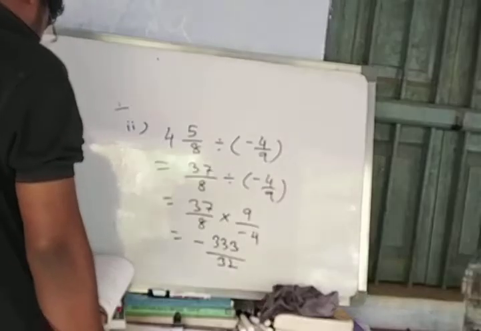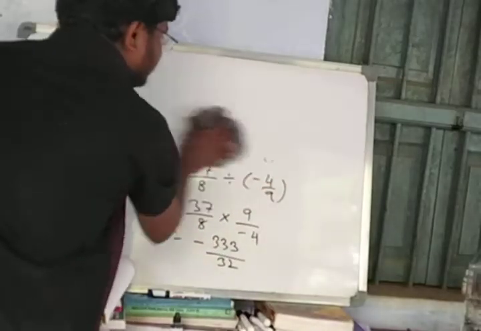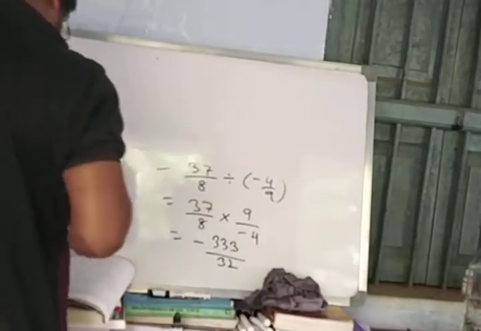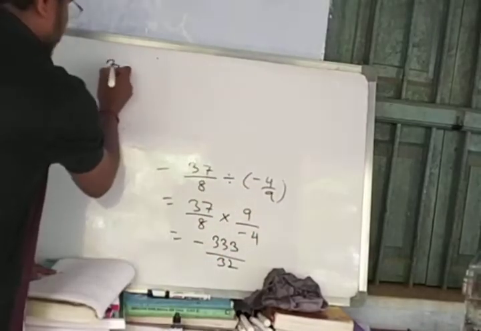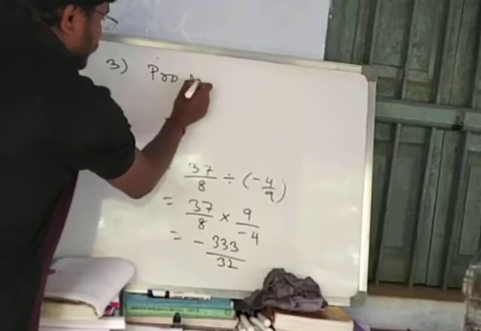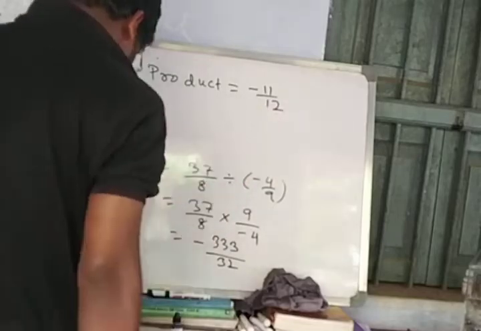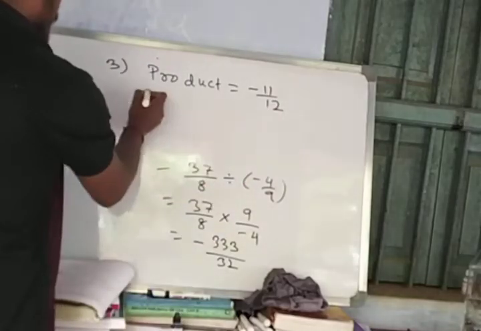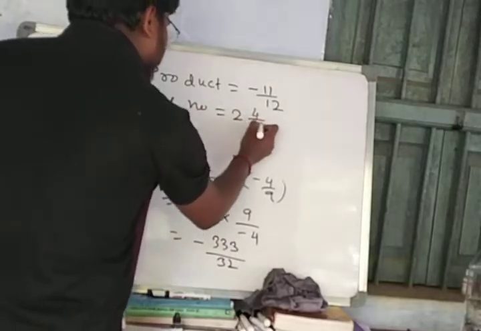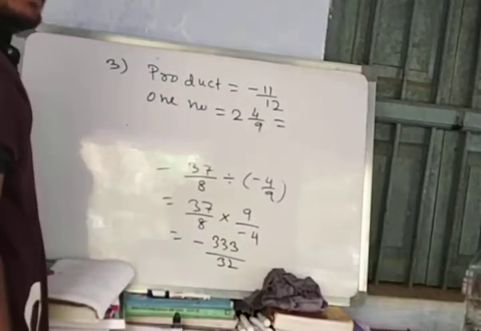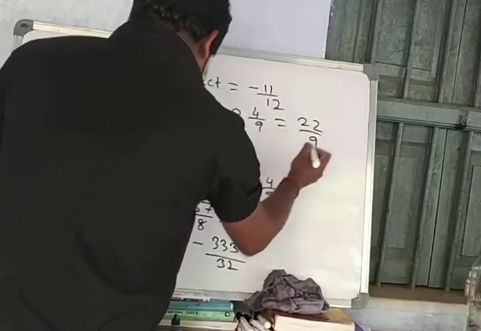Next, no need to do number 2, number 3. The product of two rational numbers is minus 11 by 12. You write product equals minus 11 by 12. One of them is 2 4 by 9. One number equals 2 4 by 9, that is 9 2s are 18, 19, 20, 21, 22 by 9. You have to find the other number.